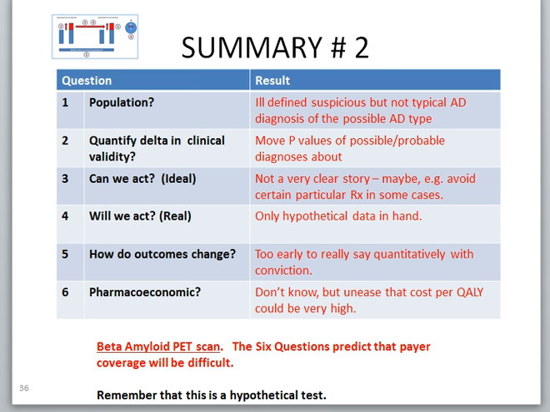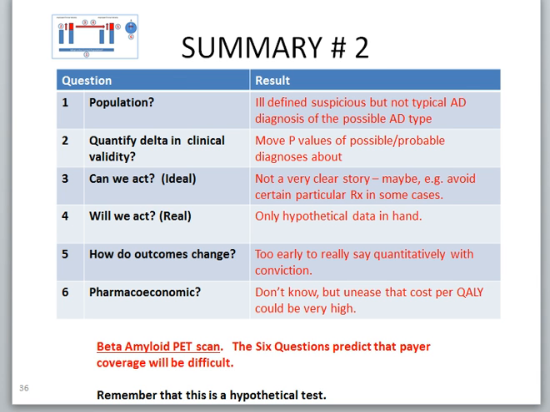How do we quantify the delta in clinical validity? Well, the test will rule out that you have beta amyloid in your brain, so you can't have Alzheimer's disease. And it will move around the p-values for your possible or probable diagnoses.